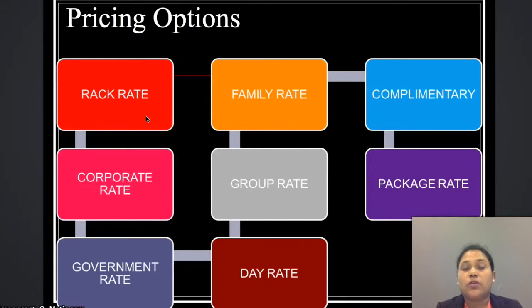The government rate is a rate offered to all government organizations but doesn't have a tax levied upon it. Day rate is given for just a day use, that means only for a few hours. Group rate is offered for group check-ins. Family rate is also some sort of group rate, but it's a package rate. It means it's only for families.